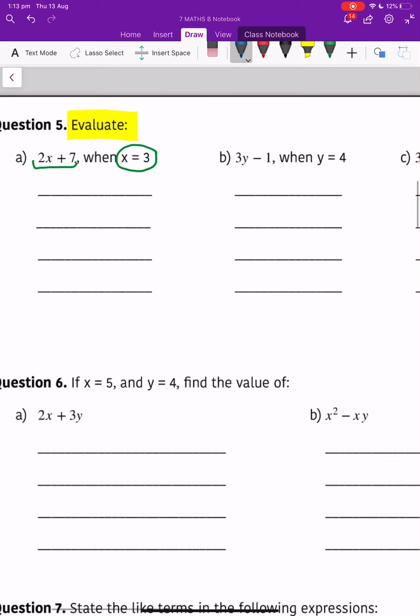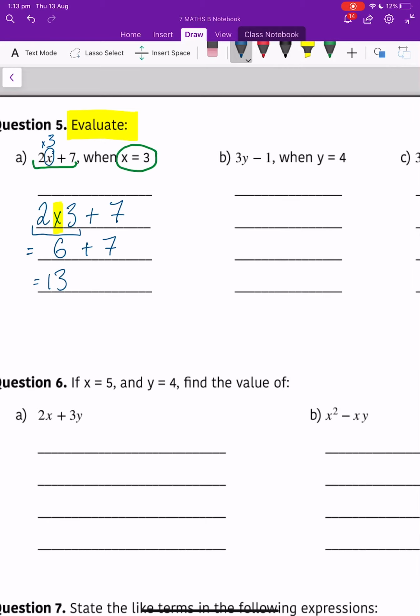So this one, you're going to write out your expression first. 2 times 3 plus 7. So remember, when x is next to the 2, it's actually times. Okay, so when we put the 3 there, that's why I've put a multiplication symbol in there. Now with BODMAS, we must do our multiplication first. So we're going to do this part of the expression first. 2 times 3 is 6 plus 7, that is 13.